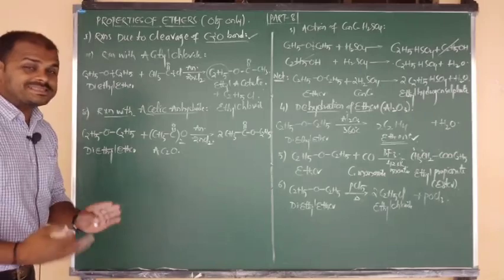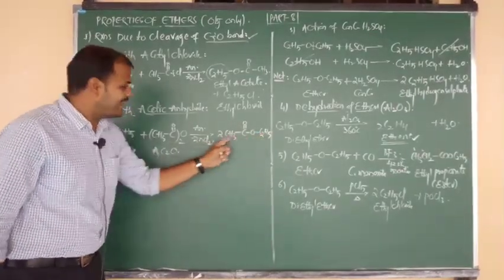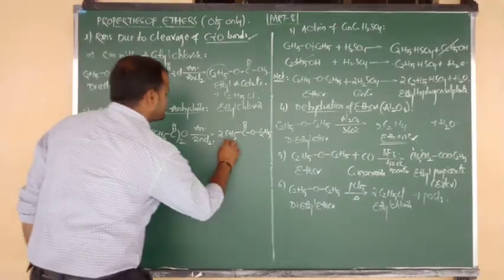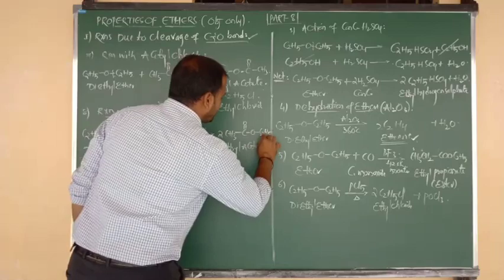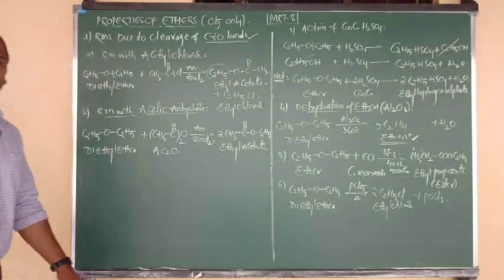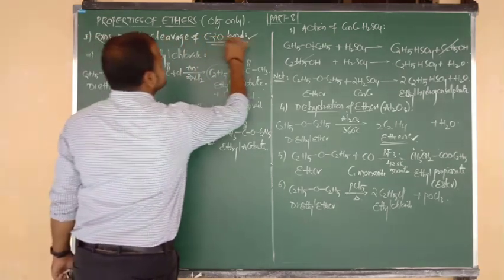So what is the expected product here? Looking like ester form, but which ester? Ethyl acetate. So here at a time you are going to get 2 moles of ethyl acetate. This is your product here. Understood? So these are the objective point of view properties of ethers due to cleavage of CO bond.